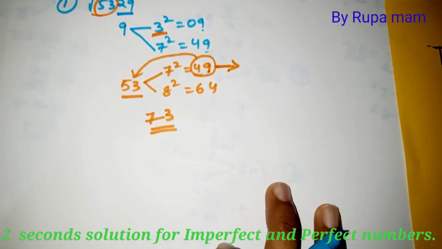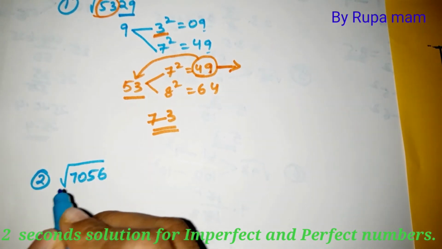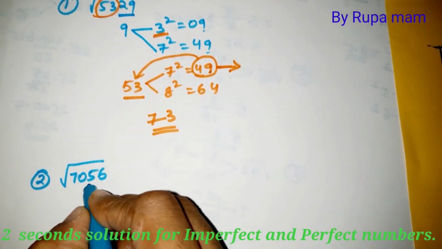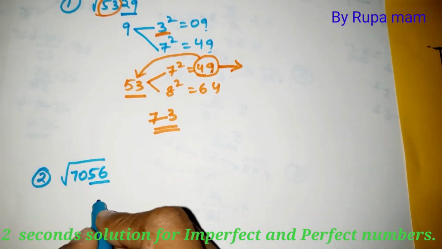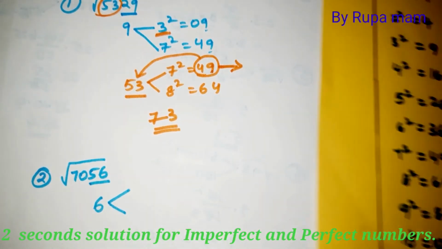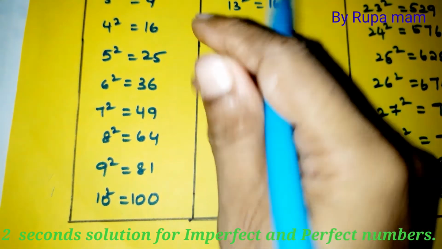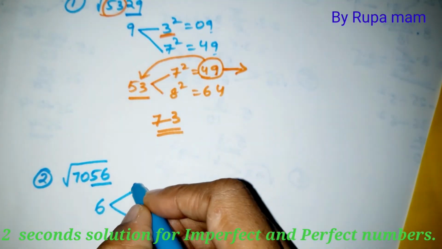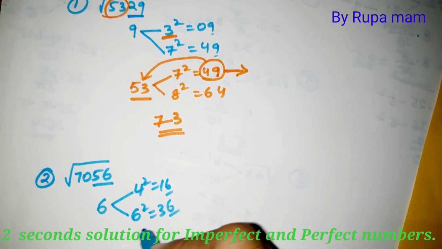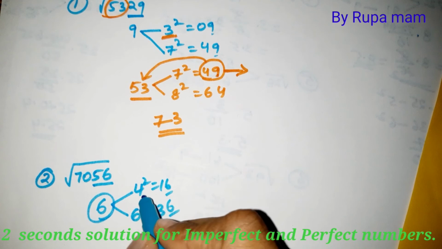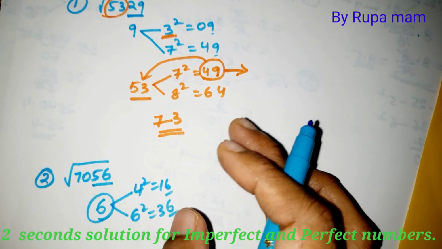If you check another one, root over 7056. What I told is, first of all, underline the last two digits. In this, what is the unit digit? 6. 6 is present in which squares? 6 is present in 4 square 16 and 6 square 36. So 6 is present in 4 square and 6 square, that is 16 and 36.